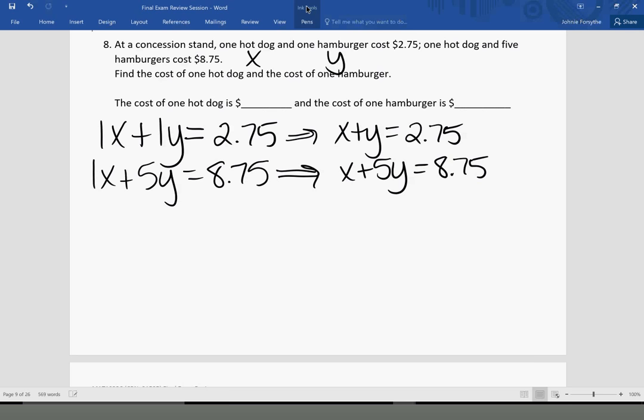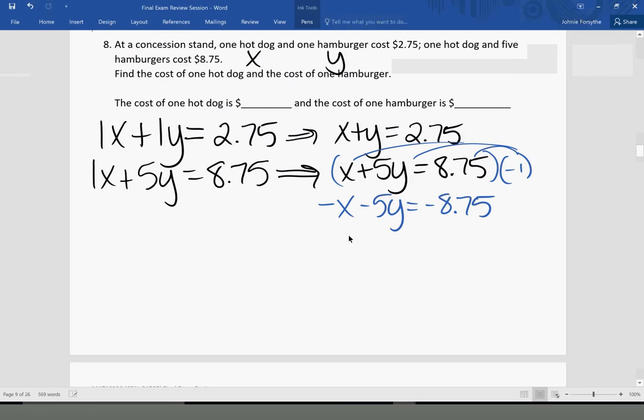So let's use the elimination method just to change it up. I can add up these equations to get rid of a variable if I multiply one of them by -1, for example. Then I can get rid of the x's. So I'm going to change this to negative x minus 5y equals negative 8.75. If I distribute that -1 everywhere, I get what I have in blue. I'm just going to rewrite the first one just so we can see it together.